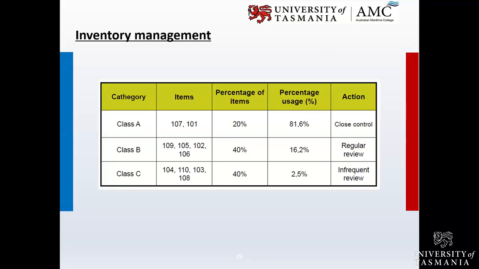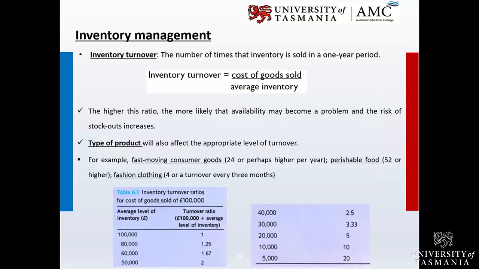So for A items, the action the company should take is close control. Need to pay the most attention to class A. For B items, it's similar, we identify 4 items, and for C we get 4 items, and take actions such as regular review or infrequent review of these items.